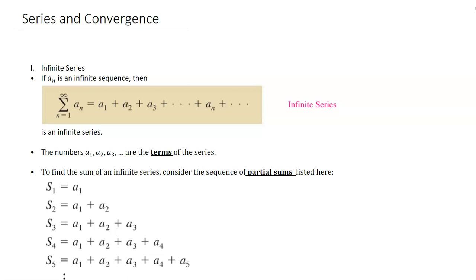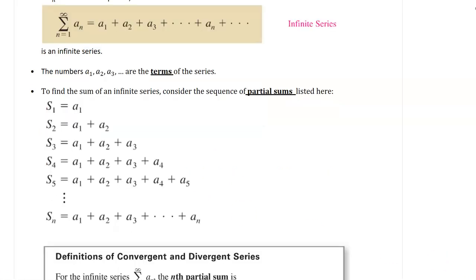which is a sub 1 plus a sub 2 plus a sub 3 all the way past a sub n to infinity, is called an infinite series. And the numbers a sub 1, a sub 2, a sub 3, and so on and so forth are called the terms of the series. Now, to find the sum of an infinite series, if this sum exists, we want to consider the sequence of partial sums listed here. So this is a sequence of partial sums of the series.